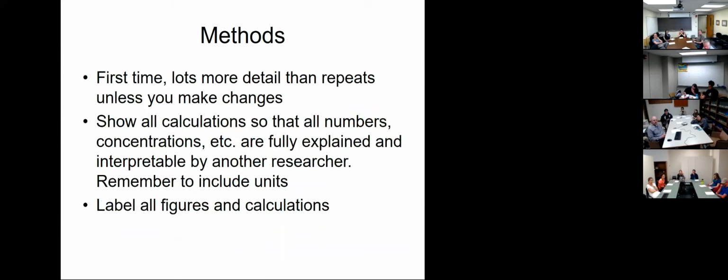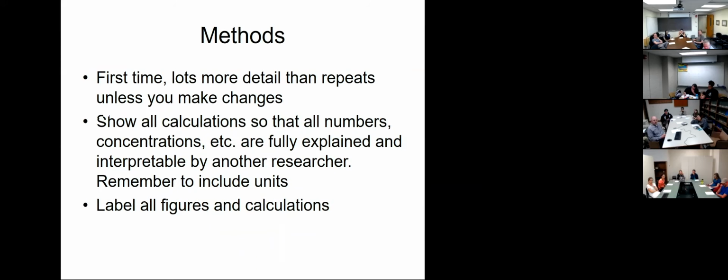Your methods. The next few slides are going to be on methods, and that's probably one of the more important parts, and it's the part that you normally think of putting in there. But you also need that hypothesis and summary so you know where you're going. So the first time you do a procedure, you want lots and lots of detail, okay? For the repeat experiments, you can say, hey, I followed this, I changed this to this. And a lot of times that's sufficient.